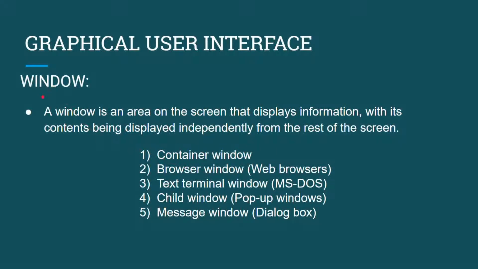A window is an area on the screen that displays information, with its contents being displayed independently from the rest of the screen. There are 5 different types of windows. They are container windows, browser windows, text terminal windows, child windows, and message windows. We'll be seeing those windows in the following slides.